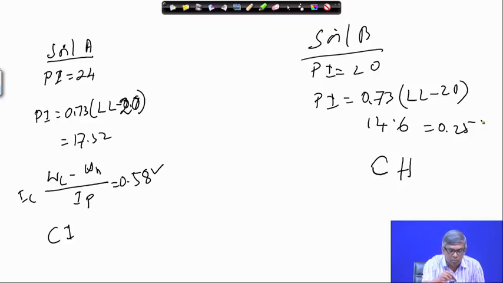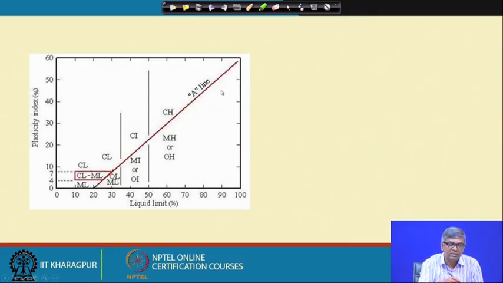And if I go back to the plasticity chart, whatever values I have got, 17.52 and 14.62, if I plot them, one will come here and another will come here. So soil B is CH, that is clay of high plasticity, and A is coming here, clay of intermediate plasticity. This is the classification chart.